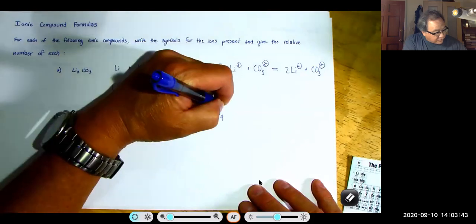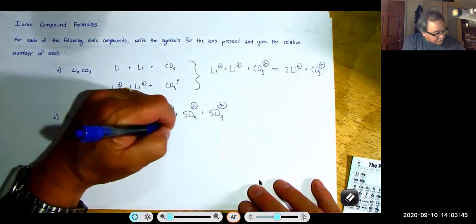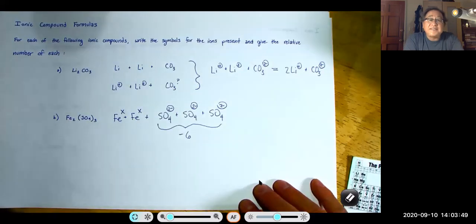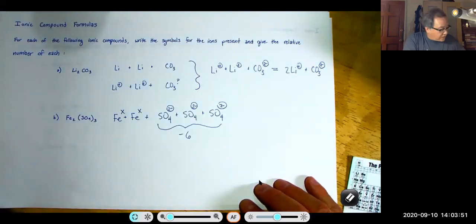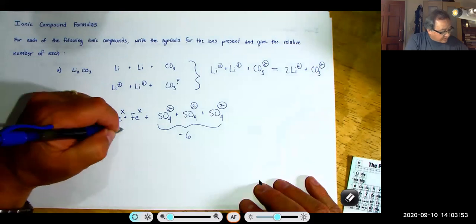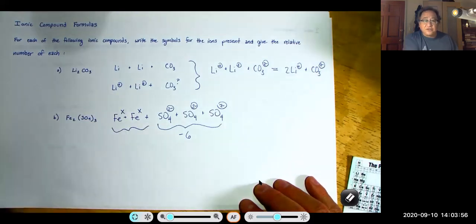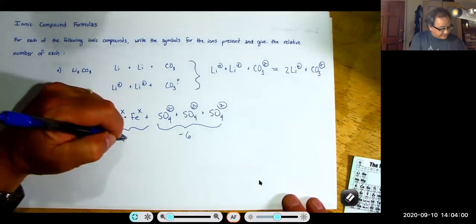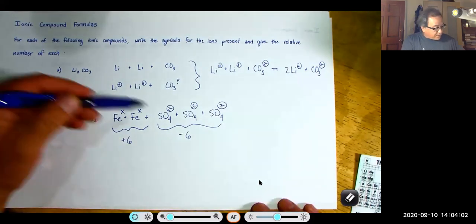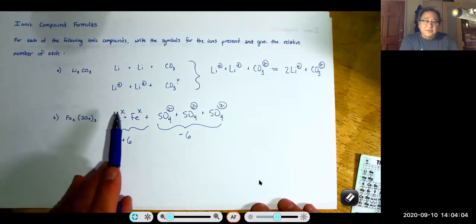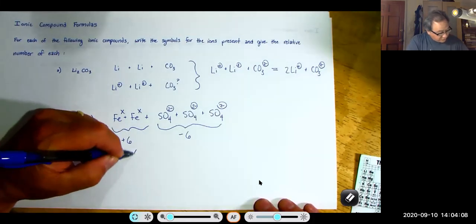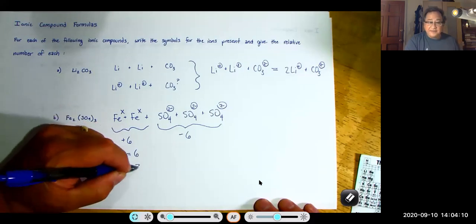Now, I'm going to show you another way to tackle this. Can you see that the total amount of charge here for the sulfate is -6? So what does the total charge here on the iron have to be so this thing ends up being neutral? And the answer is +6. So it looks like I've got a formula here that says 2x is equal to 6, which means x is equal to 3.